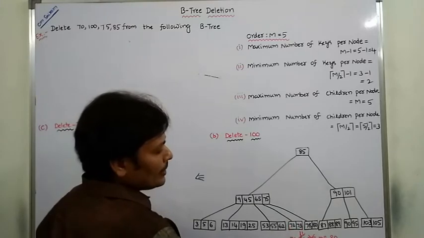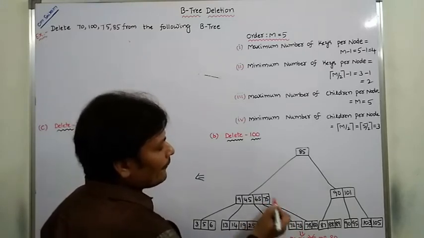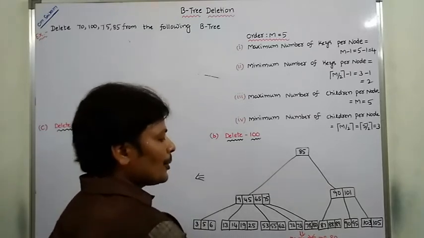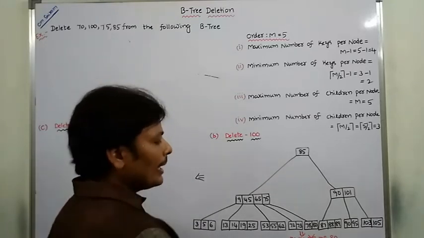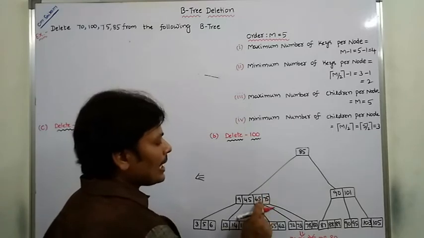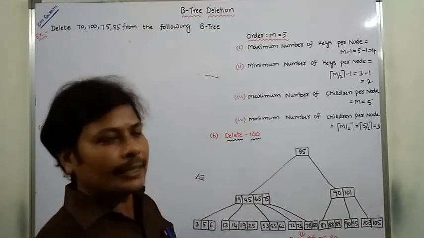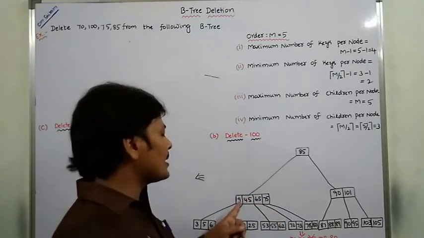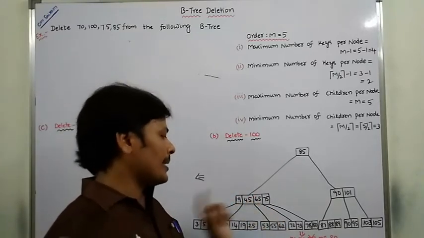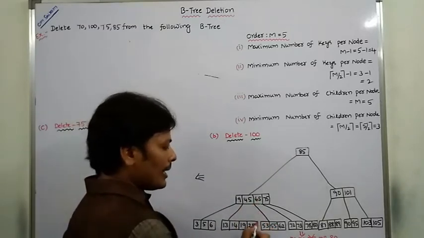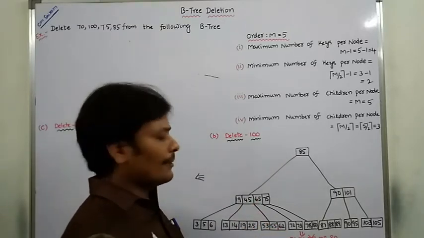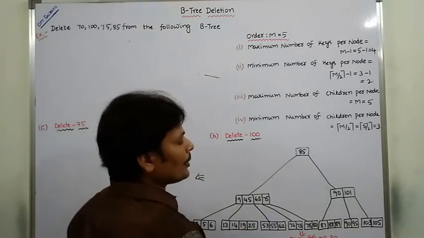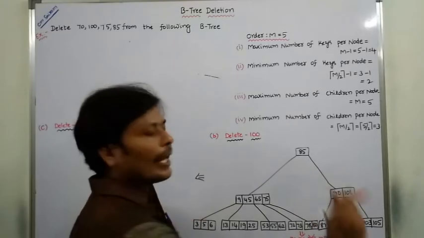So 72, 73, the parent 75, and here 78, 80. Once we merge, 75 is deleted at this position and also at this position. After deleting 75, this node contains 9, 45, 65. 65 left is 53, 55, 56, 62. And 65 right is the node 72, 73, 78 and 80.